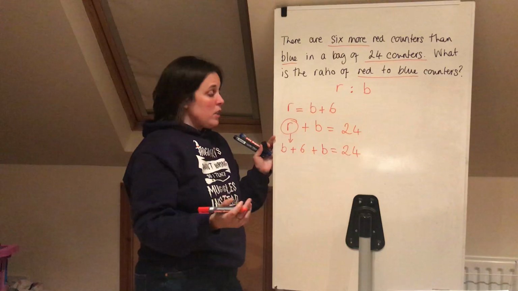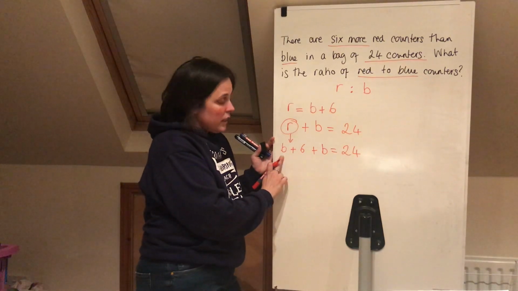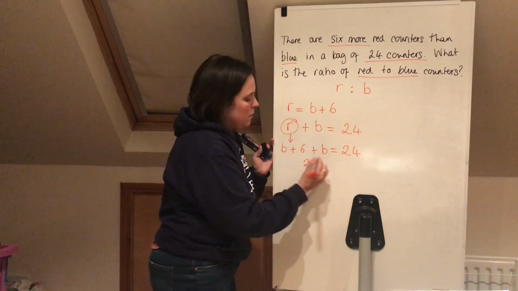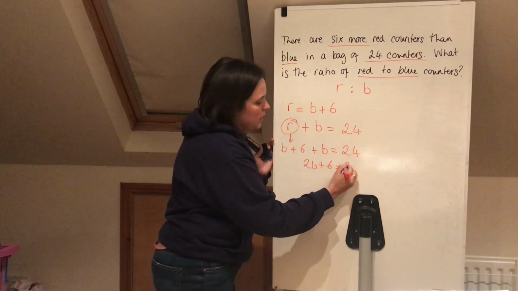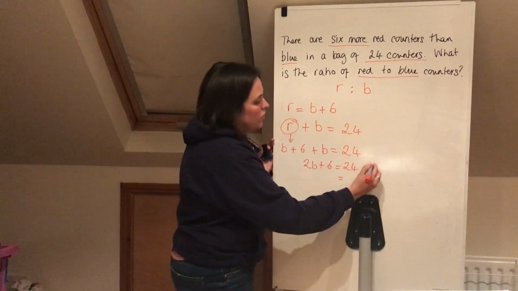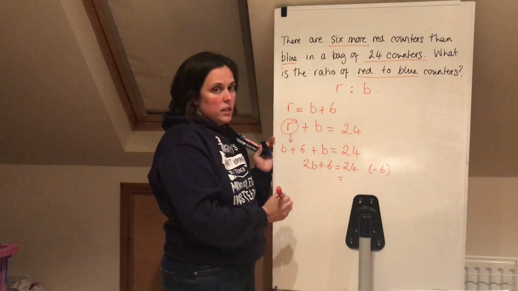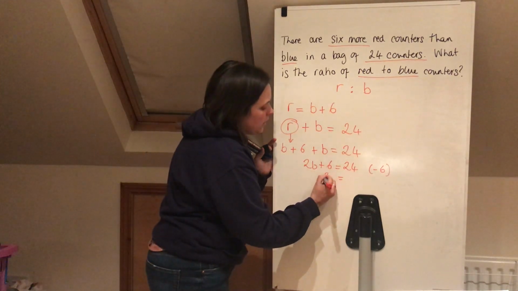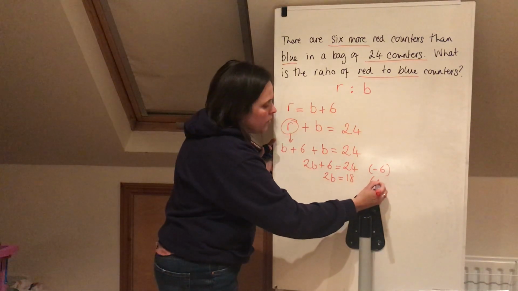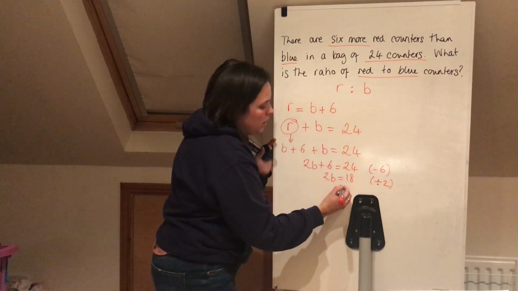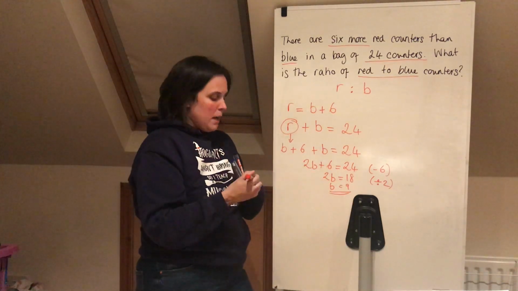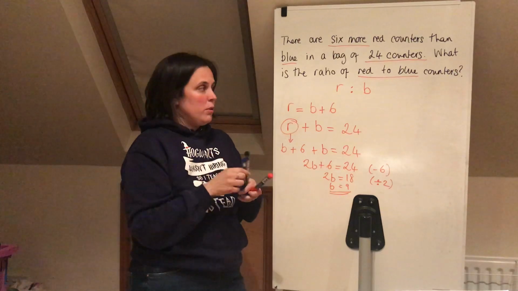And now we just have an equation. If we simplify this, b plus b is 2b, plus 6, and that's equal to 24. So 2b plus 6 is 24. I'm going to subtract the 6 from both sides, so that gives me 2b is 18. And then I'm going to divide by 2, and I get 9. So that means that there are 9 blue counters.